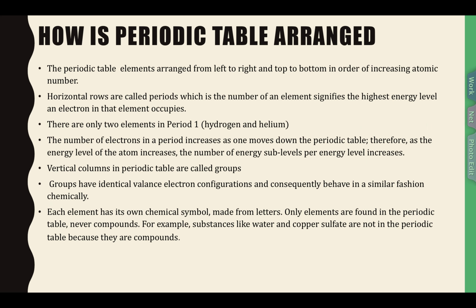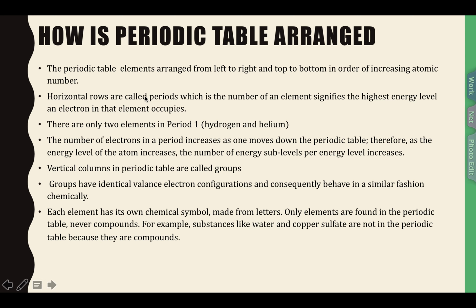Next, how is the periodic table arranged? How did Mendeleev actually arrange it? The periodic table elements are arranged from left to right and from top to bottom in order of increasing atomic number. So the horizontal rows are called periods, while the vertical columns are called groups.